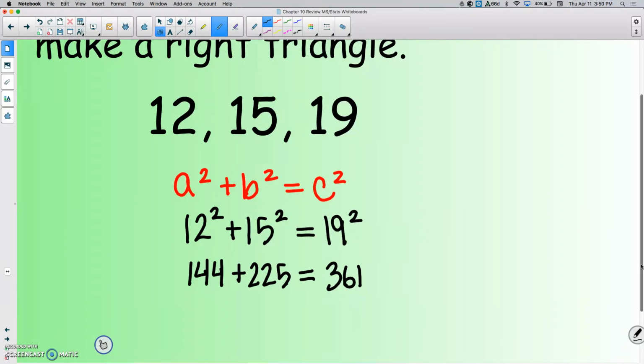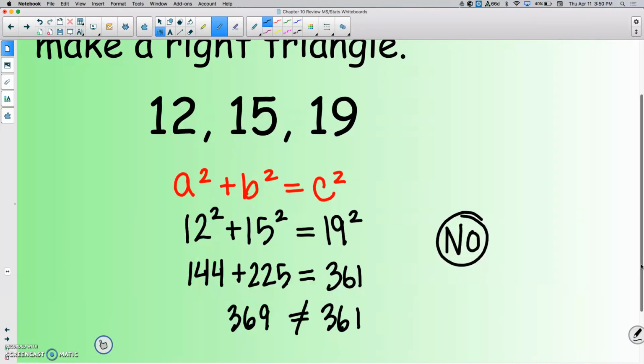So if I add together 144 and 225, I get 369. So that is not the same as 361. So 12, 15, 19 is not a Pythagorean triple. So it would not be a right triangle.